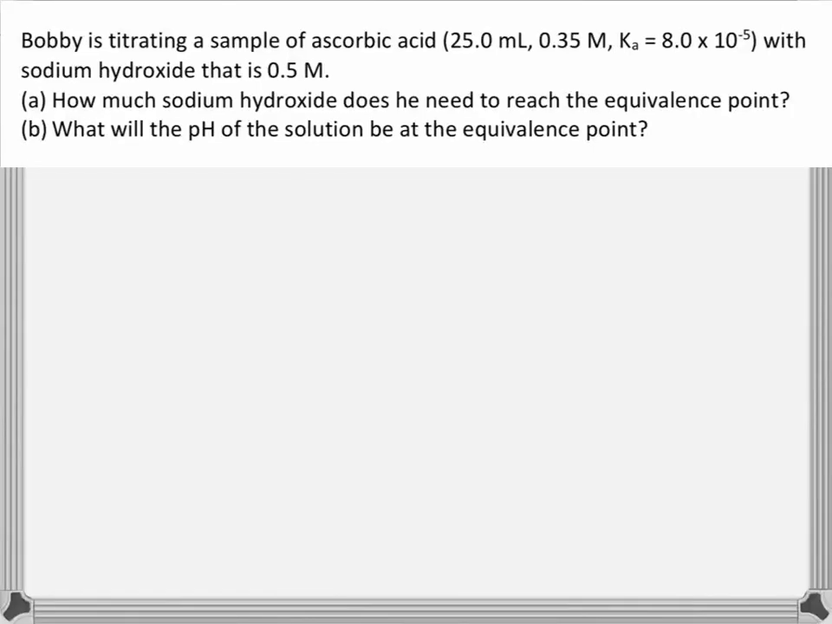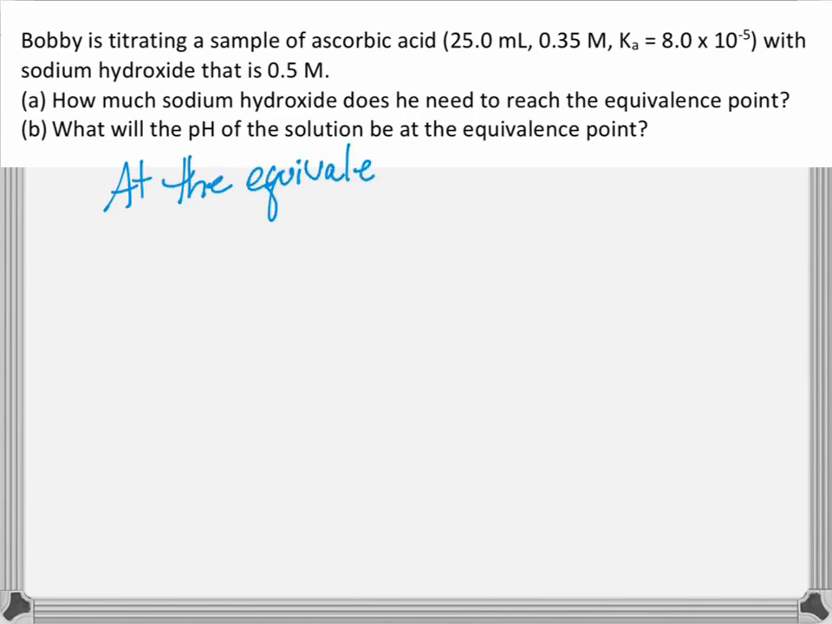Here we're talking about a titration of a weak acid with sodium hydroxide. We have 25 mL of ascorbic acid, and we have a sodium hydroxide solution that's 0.5 molar. First, we're asked to figure out how much sodium hydroxide we need to reach the equivalence point.